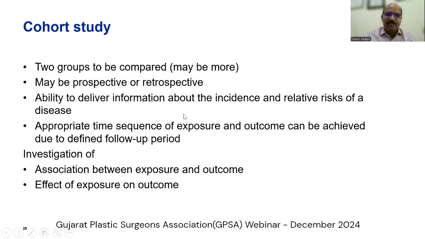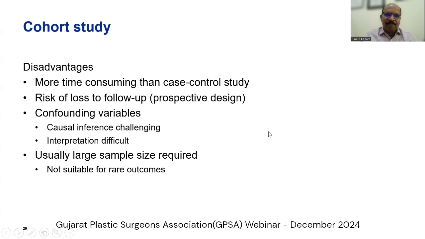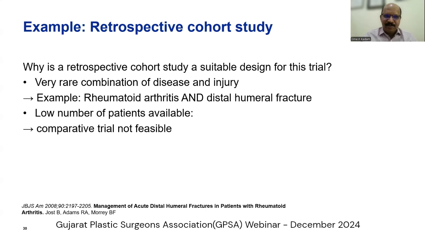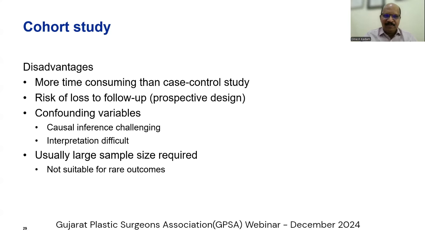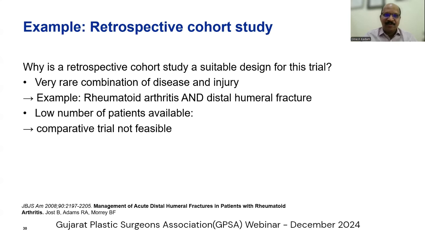We can get the ability to deliver information about incidence and related risk of a disease. The time sequence of exposure and outcome can also be achieved. So this is the association between the exposure and outcome; you can make out the cause and effect relationship in cohort studies. The problem is it's again time consuming. If you have a prospective study, then we have a risk of loss to follow-up. Confounding variables are there. Large samples may be required in cohort studies.